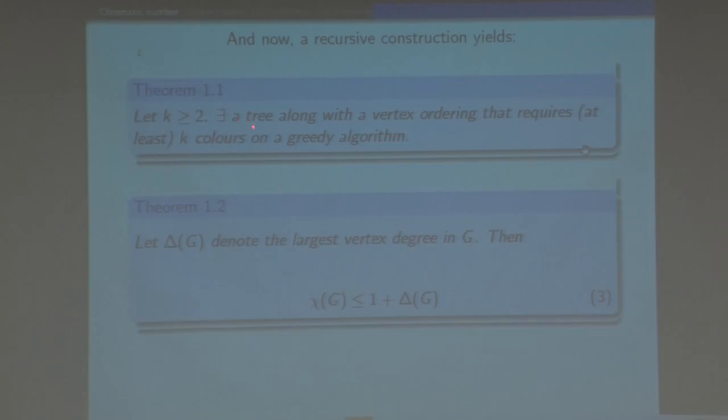So, that is the first theorem. A tree along with a vertex ordering that will require as many as k colors, and you can let k go to infinity. So, it can really be very bad, whereas the chromatic number is equal to 2, because all trees are bipartite graphs, there being no cycles.